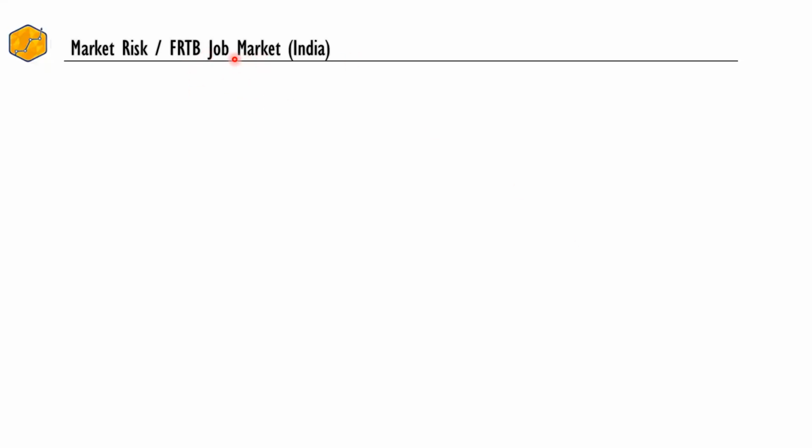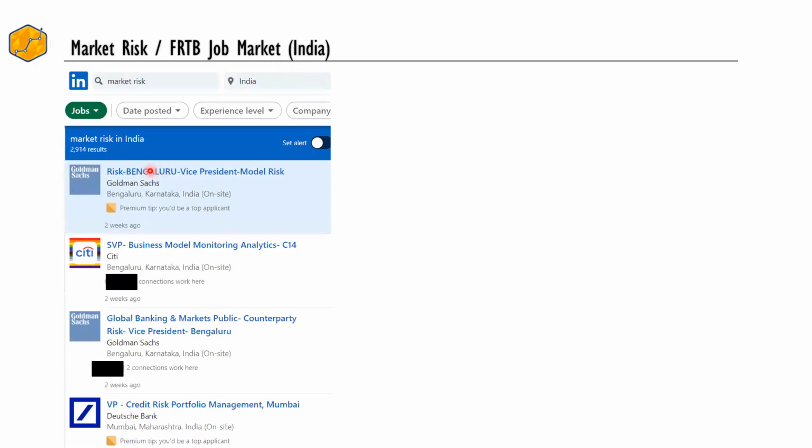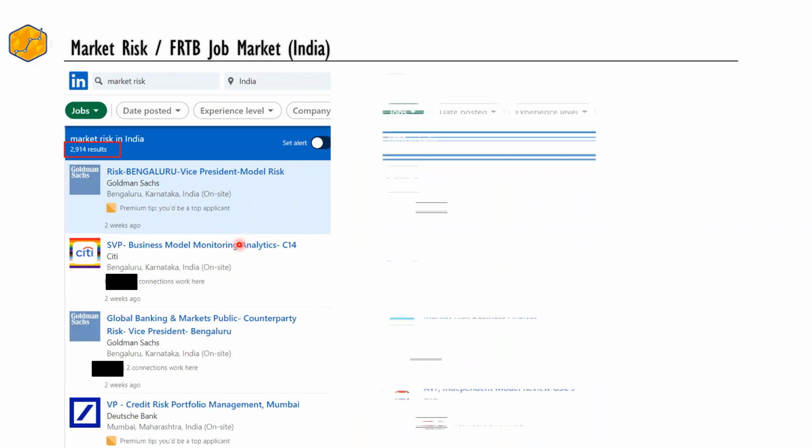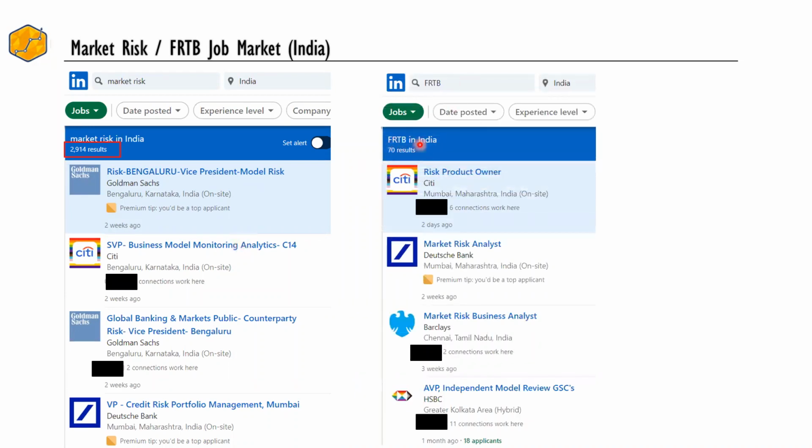So I did a LinkedIn search for market risk jobs in India yesterday, and these were the results. I don't have to justify why market risk is important today. There are close to 3,000 open positions in market risk, and you can see all the top banks are there. If you just search FRTB, there are 70 results. FRTB is such a hot topic today because banks have to be compliant. It's already delayed and banks are struggling to comply with FRTB standards.